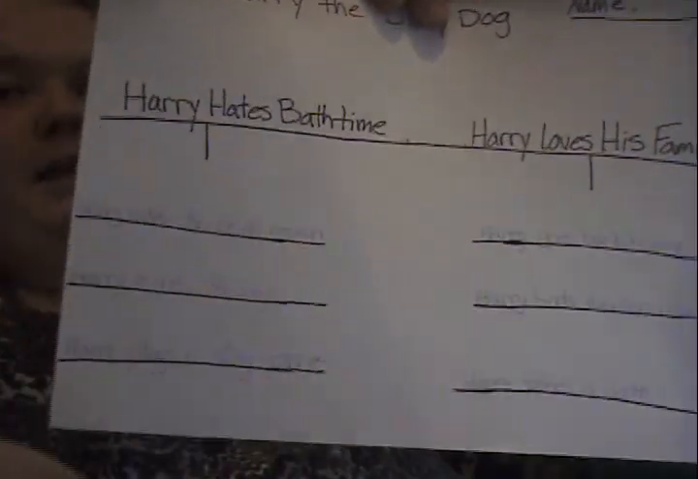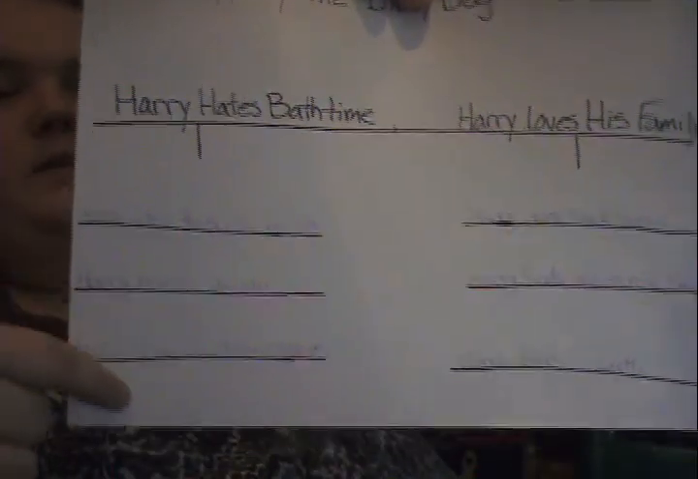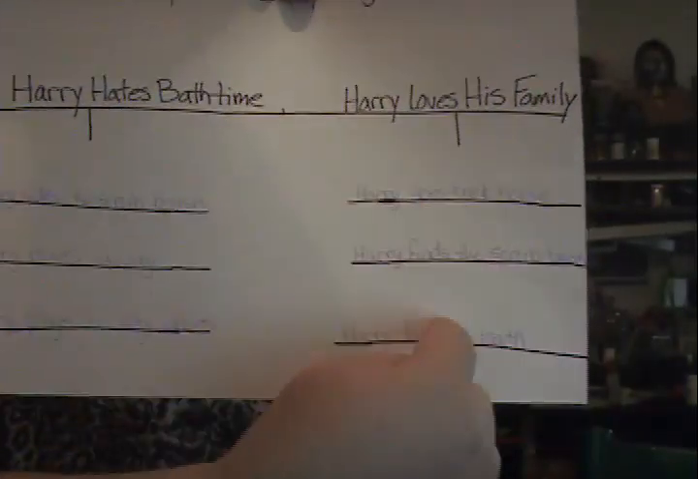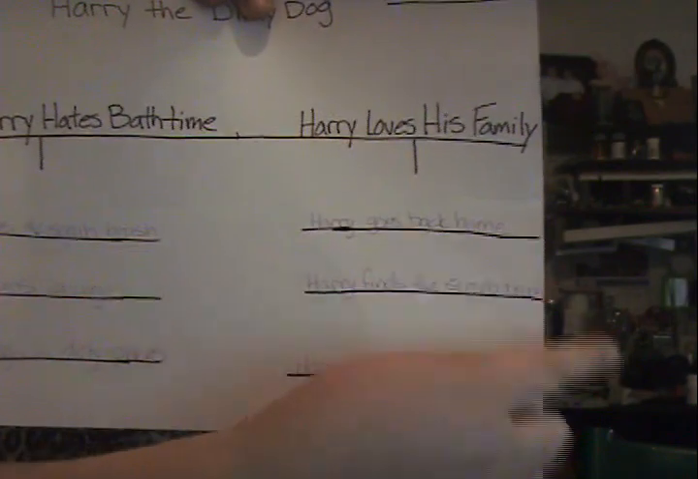What they need to do is come up with 3 supporting details from the story that supports the idea that Harry hates bath time, and 3 supporting details from the story that supports the idea that Harry loves his family. When they're done with that, they will go back in their green folder, take their centers journal, and make a new journal entry, and in complete sentences they will tell me how they know that each of these main ideas is true using the supporting details that they found. When they're done, they'll put their journal and their completed tree map in their green folder and put it away for me to grade later.